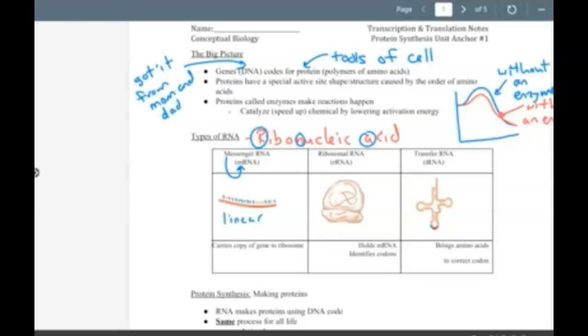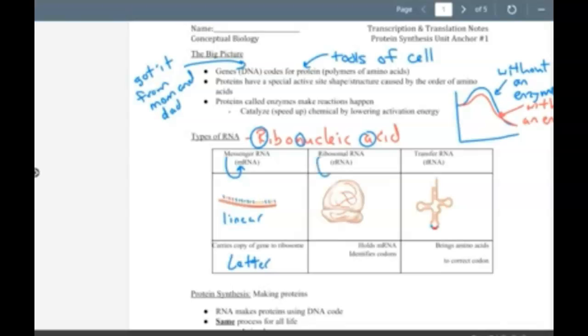Its job is to make a copy of a gene and carry that copy to the ribosome. We're going to think of this as kind of like a letter. DNA is the author of the letter. The letter is the messenger RNA. Any questions so far? How's my pace? Too fast?